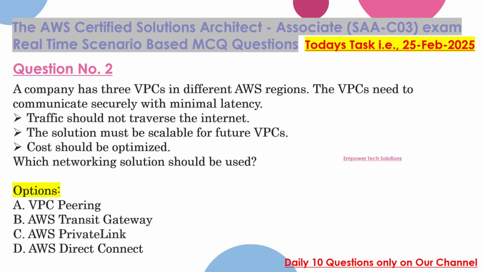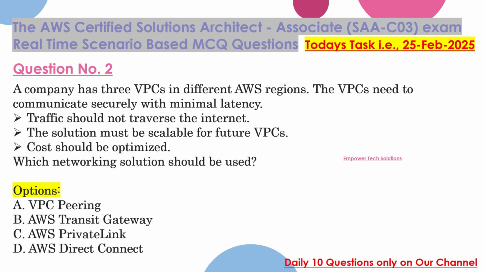Question 2. A company has 3 VPCs in different AWS regions. The VPCs need to communicate securely with minimal latency. Traffic should not traverse the internet. The solution must be scalable for future VPCs. Cost should be optimized. Which networking solution should be used?